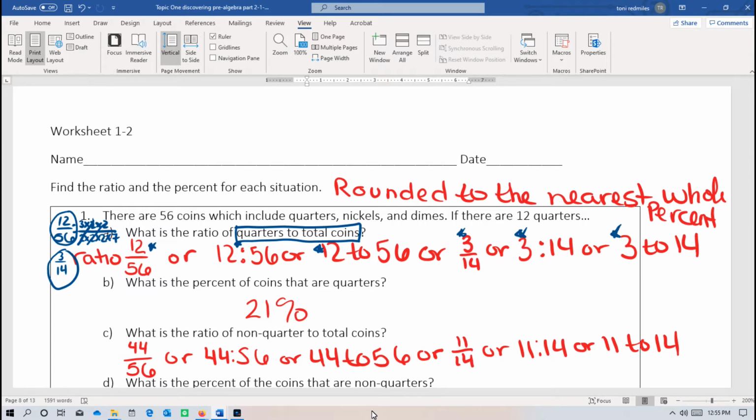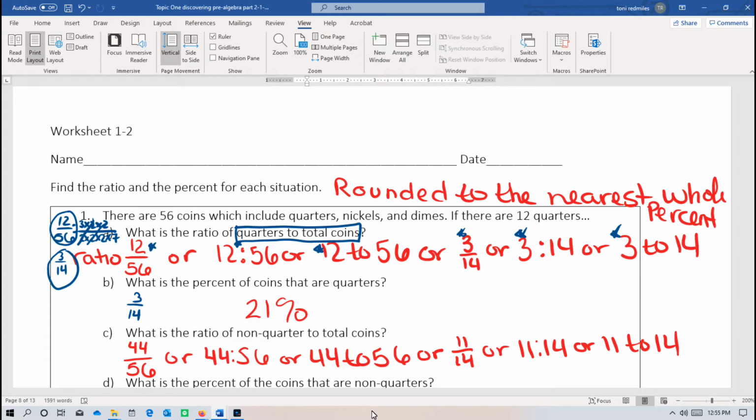Okay, now if I want to find the percent, I already have the fractional value. I'm going to go ahead and use this fractional value. It does not matter if you use the 12 over 56 or the 3 over 14. You're going to get the same answer because they're the same value. They're what we call equivalent fractions, not equal fractions. Equal fractions mean that they're alike in all matters. They look the same, they hold the same value. Equivalent means they look different, but they hold the same value, and that becomes really important as we move towards algebra.